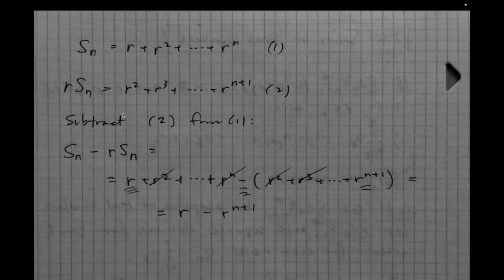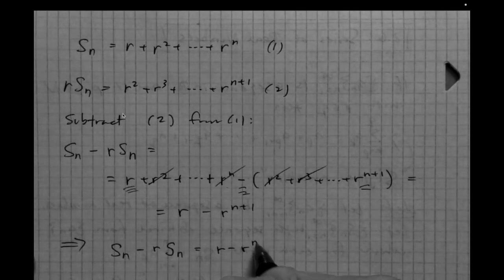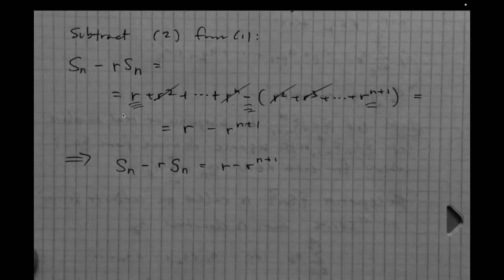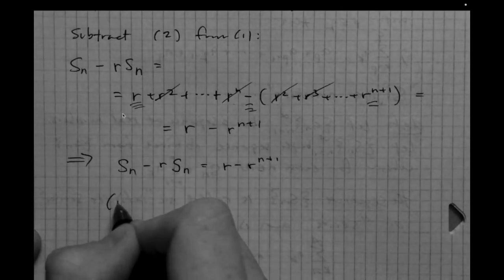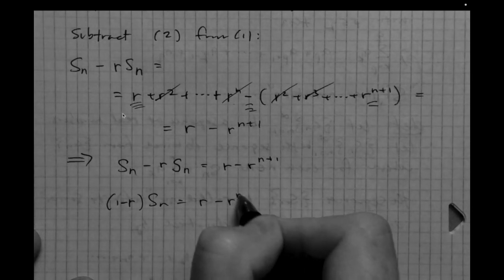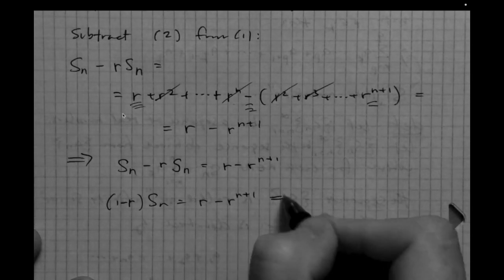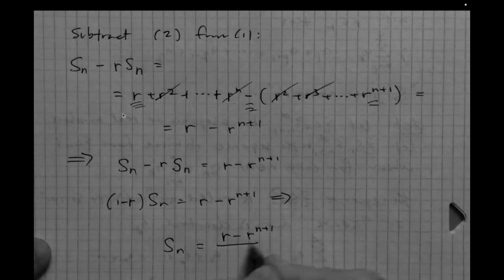So I have s sub n minus r times s sub n equals r minus r to the n plus 1 power. Remember, we're trying to come up with a nice way to write s of n, so I can factor here, and I have 1 minus r times s of n is equal to r minus r to the n plus 1 power. And so that means that s of n is equal to r minus r to the n plus 1 power over 1 minus r.